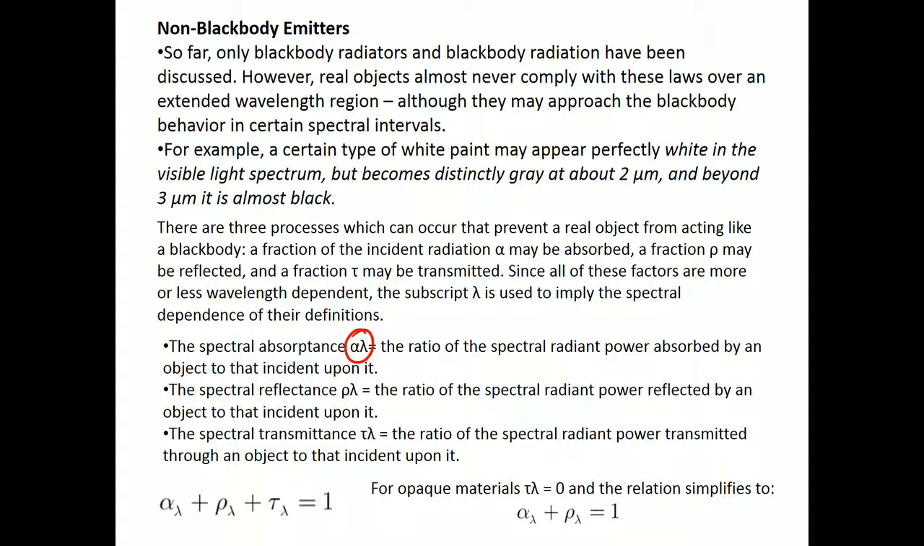The spectral reflectance, rho lambda, is the ratio of the spectral radiant power reflected compared to that incident upon it, and the spectral transmittance is whatever power is transmitted. The summation of the coefficients of all these would be equal to 1, because they are fractions.